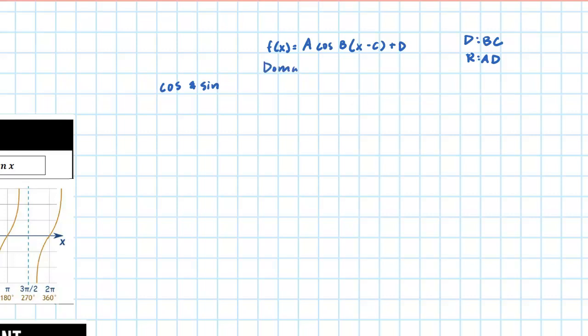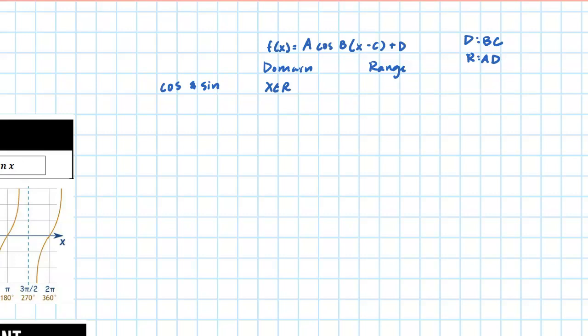Domain and range. And domain is so easy. It's all real numbers. No matter what A, B, C, or D are, domain is not going to change. It's going to be all real numbers. So you got that right on the test.